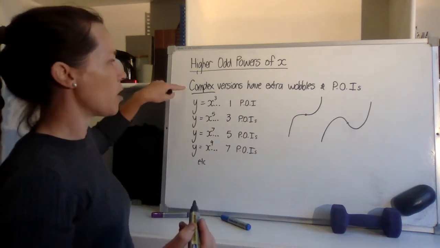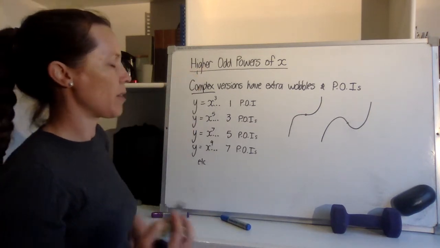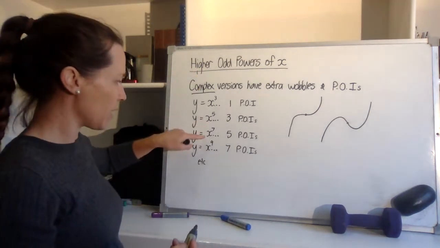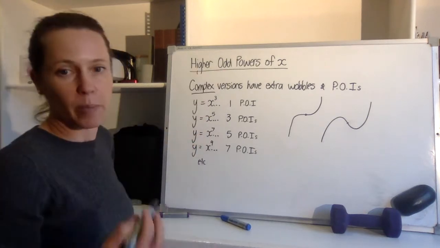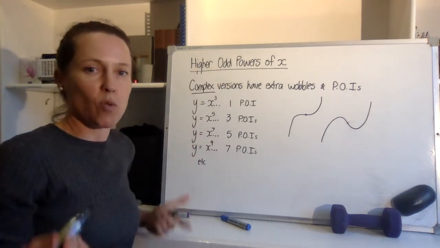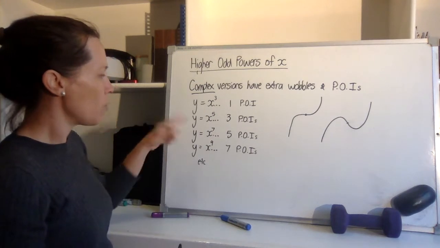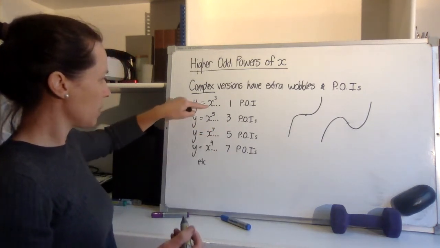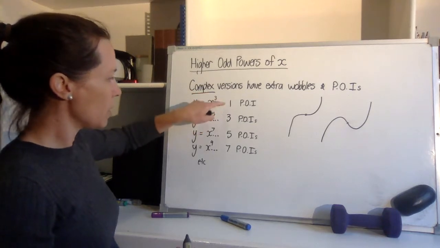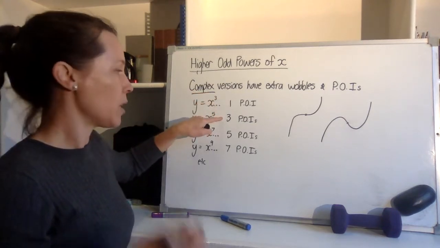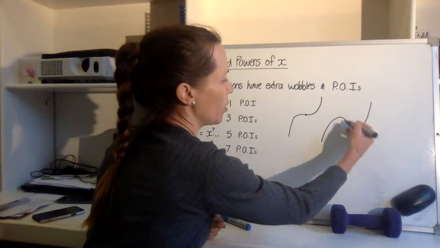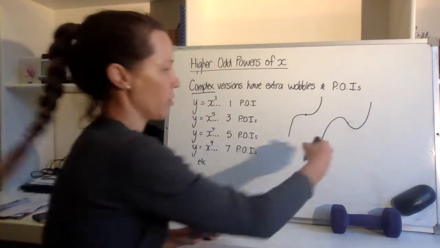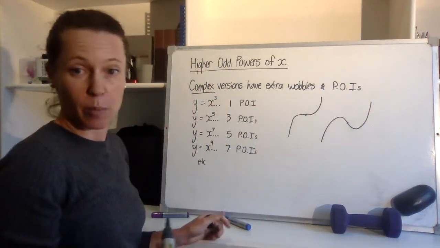Well, similarly, the complex versions of higher powers of x, like x to the power of 5 or 7 or 9, and we're looking at odd powers here, just have more wobbles. How many wobbles? Well, they have 2 extra points of inflection. So every time we go up 2 in the power, we go up 2 points of inflection. So I think of what a cubic curve looks like, and I know it sort of goes up and then down and then up again for a complex one.